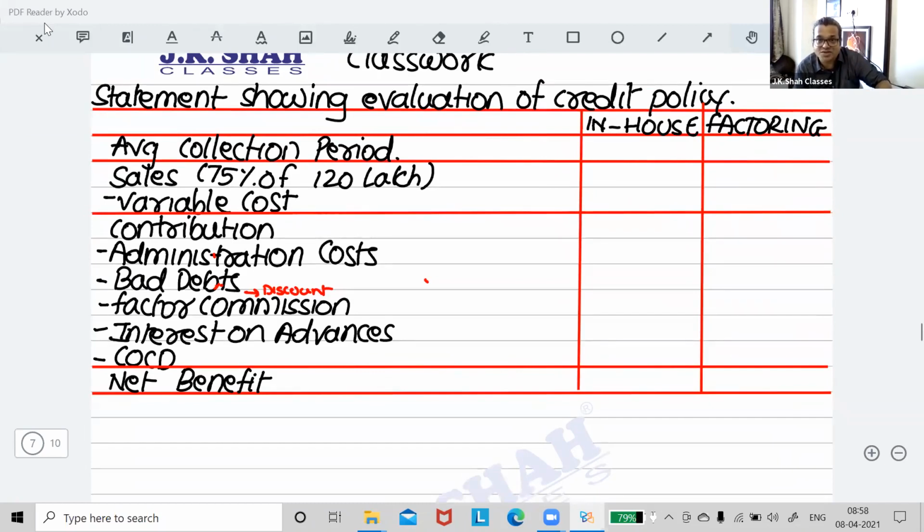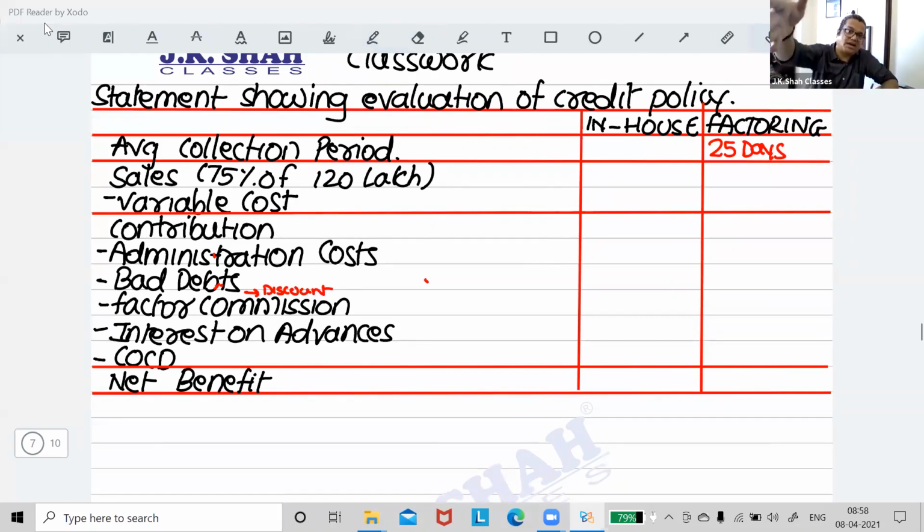Average collection period in-house, I will stay away from commenting right now. Factoring, I know for sure 25 days. Okay, if I think about writing it right now, first I'll have to leave aside and complete that working which I have shown you as extra knowledge. So that we will do at an appropriate time.